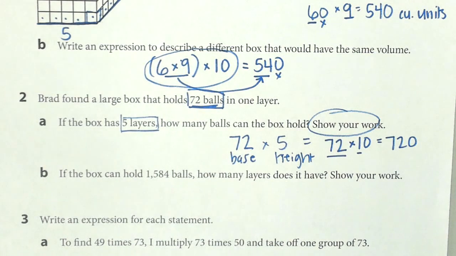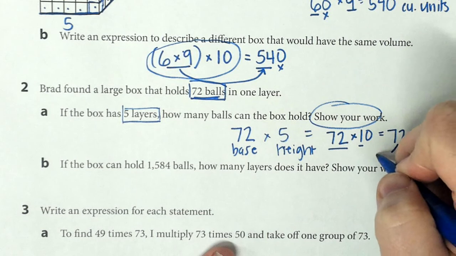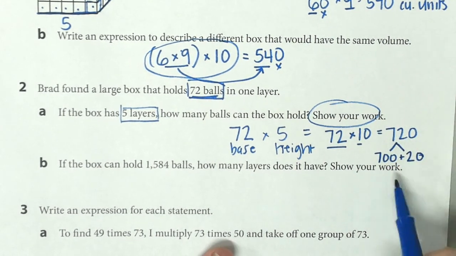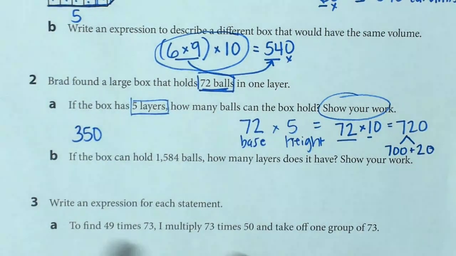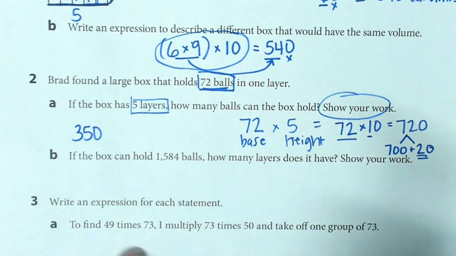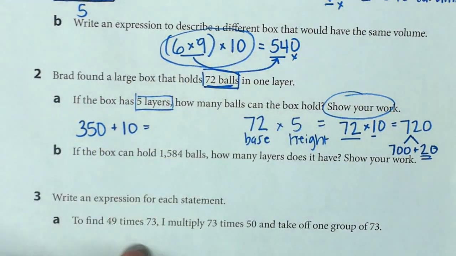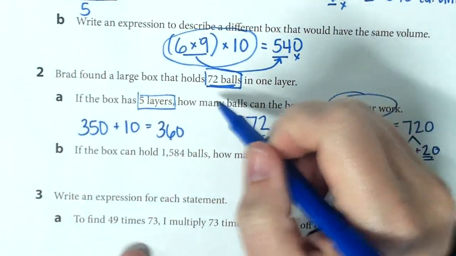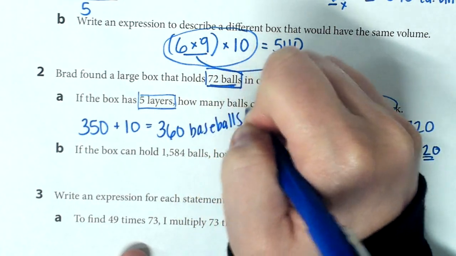Now to cut this number in half, here's what I think of. I think of 720 as being 700 plus 20. What's half of 700? 350. What's half of 20? 10. Now I add these together and I get 360. And how am I going to label it? I think we're talking baseballs. And I'm going to circle my answer.